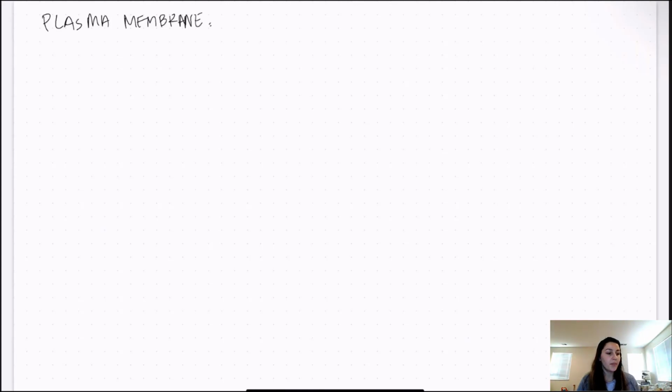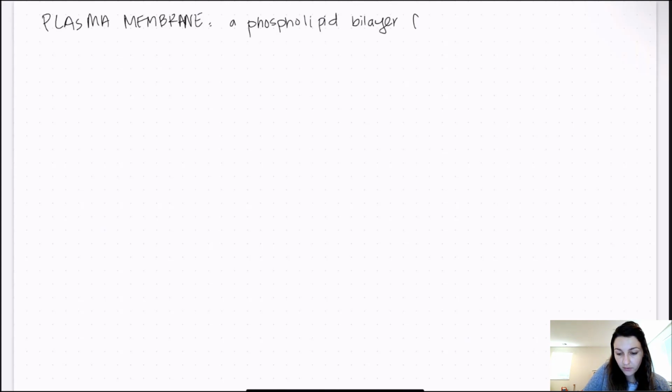The plasma membrane, if you remember from our lecture on lipids, forms what we call a phospholipid bilayer on the outer border of the cell. So that's what I'll write: the plasma membrane, a phospholipid bilayer forming the outer border of the cell.